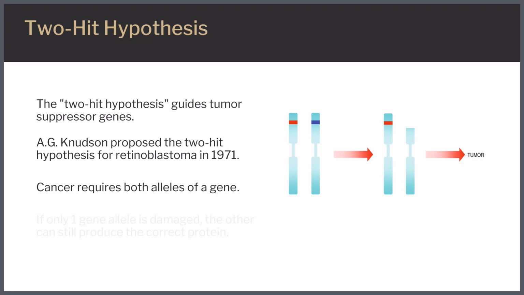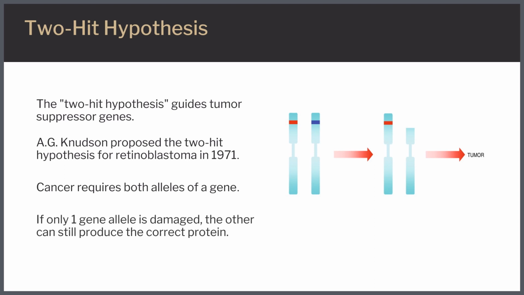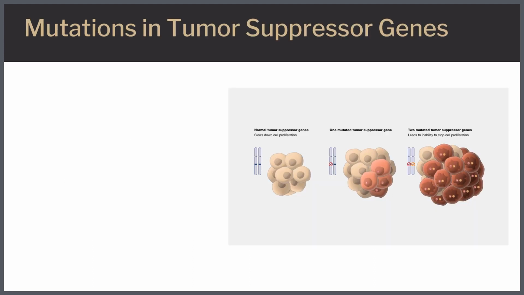Cancer requires both alleles of a gene to be damaged. If only one gene allele is damaged, the other can still produce the correct protein. When a tumor suppressor gene is inactivated by a mutation, the protein it encodes is not produced or does not function properly, and as a result, uncontrolled cell division may occur. Such mutations may contribute to the development of a cancer.